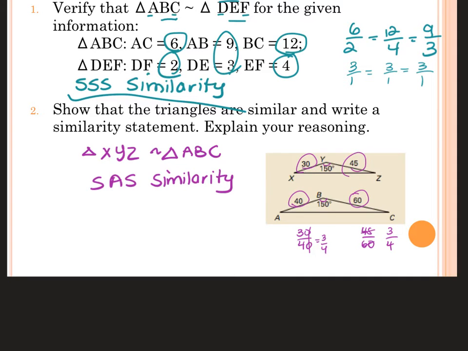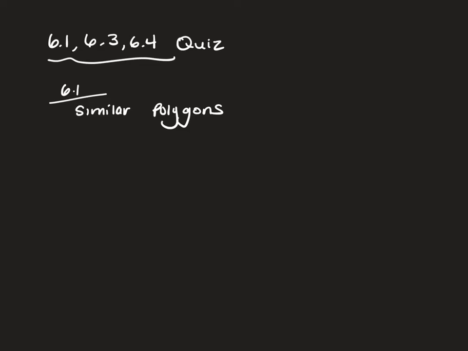Questions on either of those? We are going to talk about your quiz. 6-1, 6-3, 6-4 is what's covered on your quiz, which is tomorrow. So 6-1 was the start of similar polygons. These are any shapes that were similar. Similar polygons have congruent angles and proportional sides.